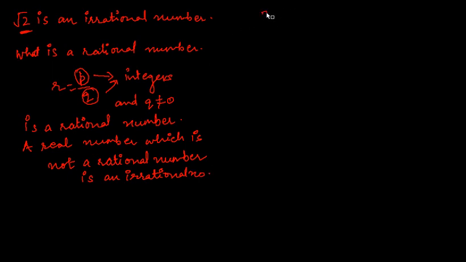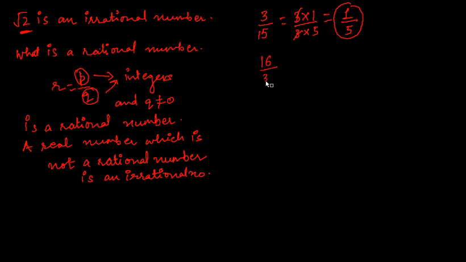If you have a rational number, for example 3 upon 15. This is a rational number. 3 is an integer, 15 is an integer, and 15 is not equal to 0. So 3 upon 15 is a rational number, and I can write 3 is equal to 3 into 1, and 15 is equal to 3 into 5. I can cancel the common factor, which is 3. This is 1 upon 5. So I can write this rational number 3 upon 15 as 1 upon 5.